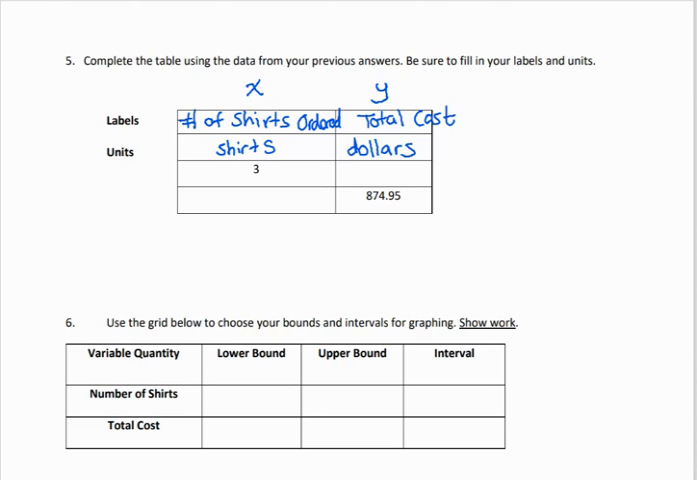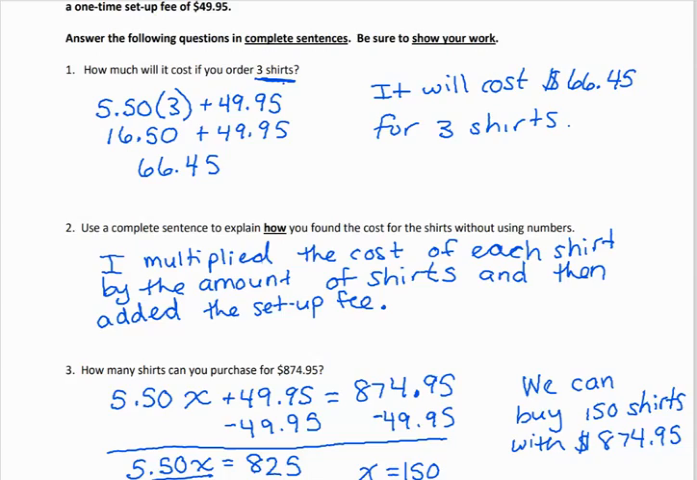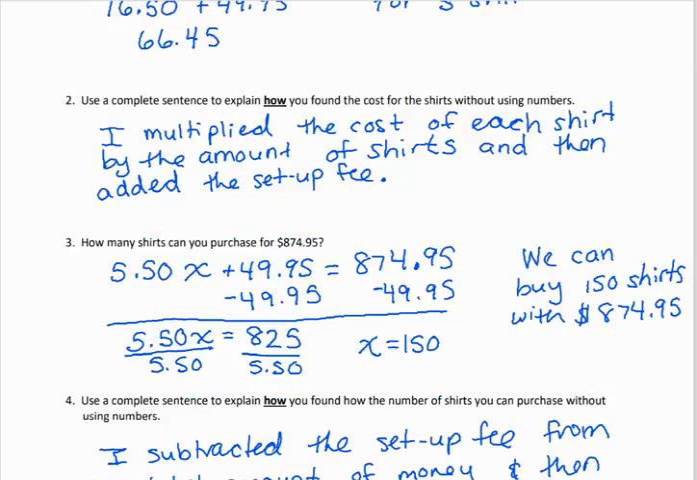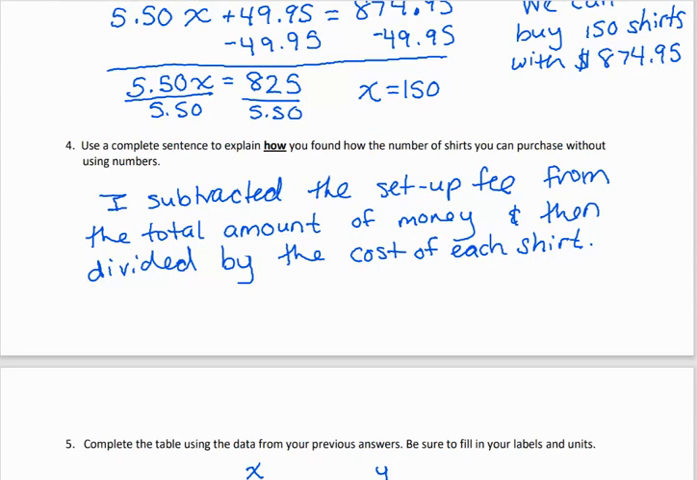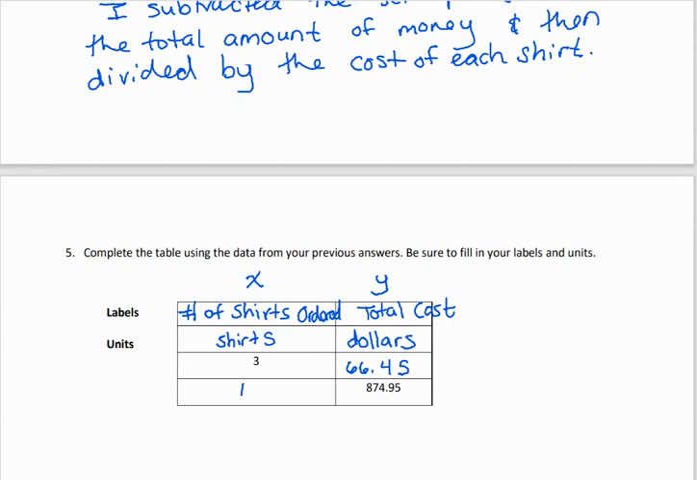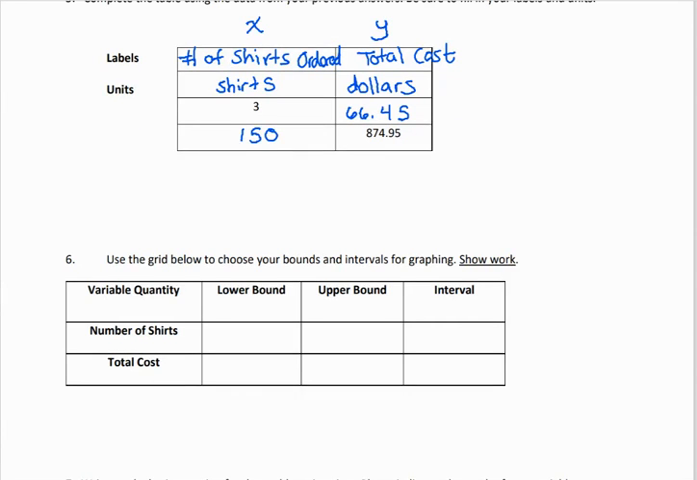All right, now let's fill this in. When we had 3 shirts, what did we say the cost was? We said the cost was $66.45, right? So we'll put $66.45 in there. And when it was $874.95, we found that that would be 150 shirts. Good. Okay, so your data is coming, always remember your data is coming from the problems you did above.